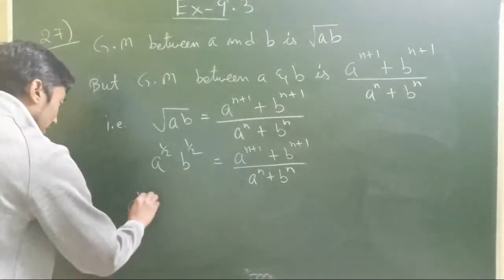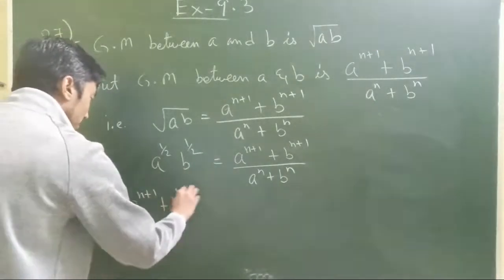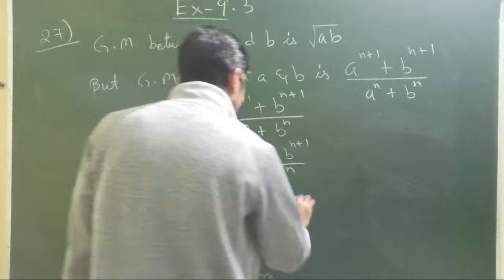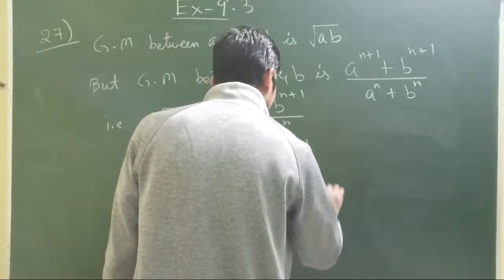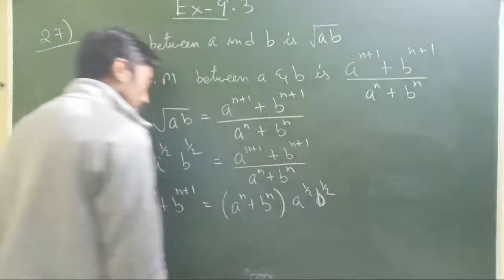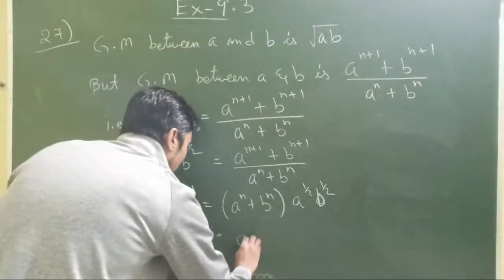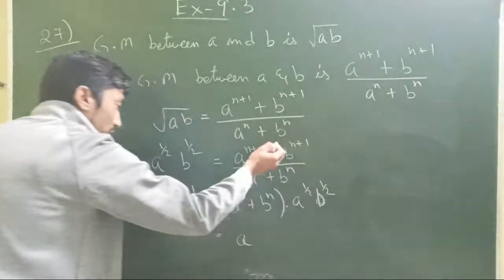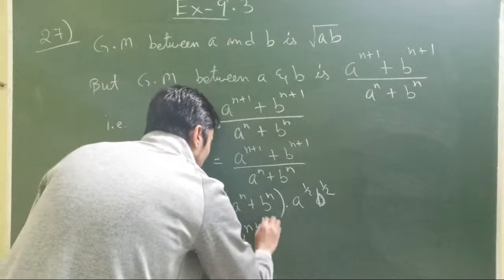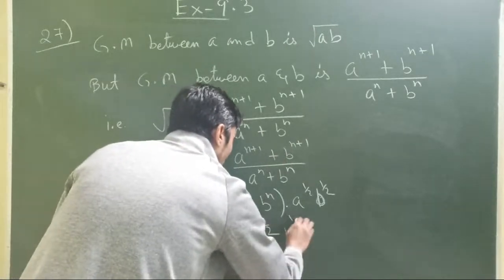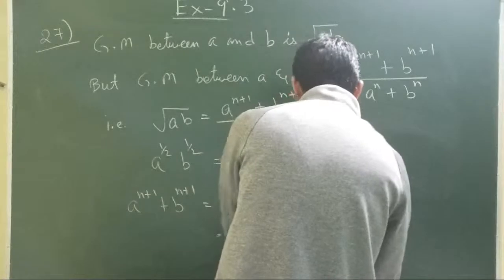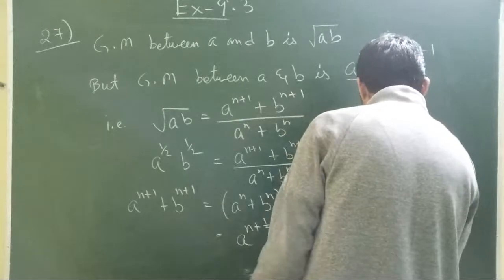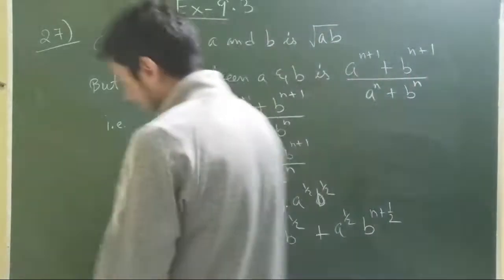So by cross multiplying, I'll have a power n plus 1 plus b power n plus 1 is equal to a power n plus b power n into a power 1 by 2, b power 1 by 2. Here if we just multiply, multiplication only, this one. So a power n into a power 1 by 2, that's a power n plus 1 by 2, into b power 1 by 2, plus, if you multiply the second term, a power 1 by 2, b power n plus 1 by 2. Simple multiplication.